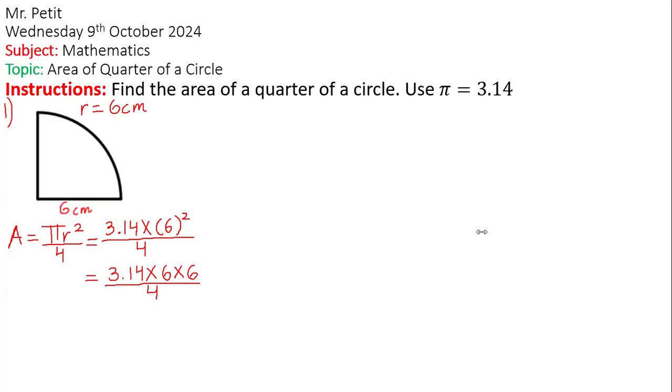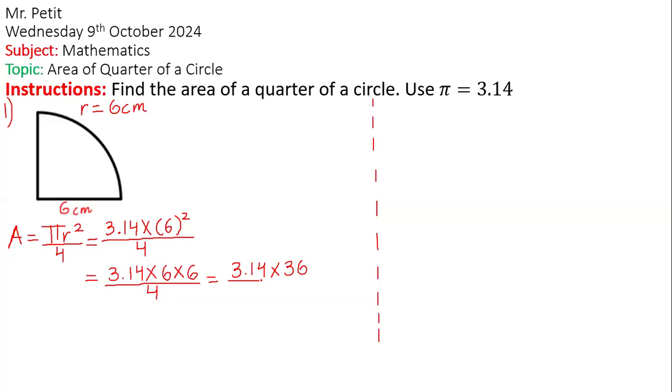Ajani, are you there? What is 6 squared? That's gonna be 6 multiplied by 6. Very good. And what is 6 multiplied by 6? 36. Very good. So this is equal to 3.14 multiplied by 36.